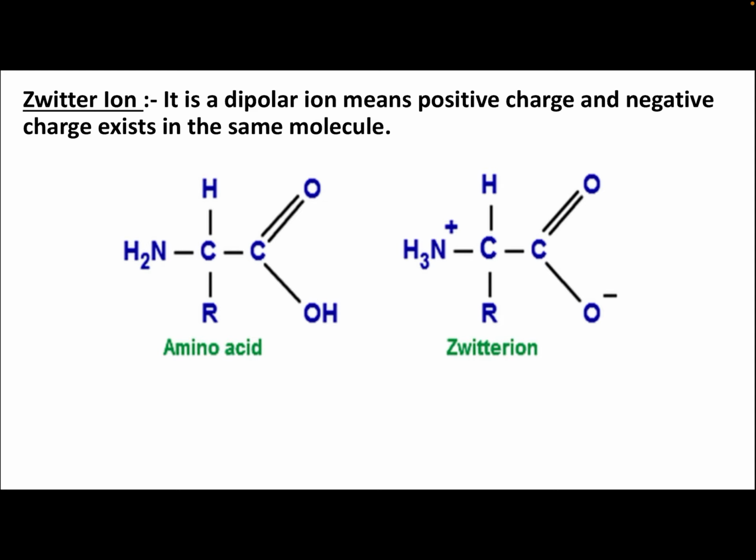Then what is a zwitterion? It is a dipolar ion, meaning a positive charge and a negative charge exist in the same molecule, and it is known as a zwitterion. So take an amino acid. If it is acting as a zwitterion, then it is NH3 plus, CHR, and one hydrogen is removed from the carboxyl group and you get O minus. So an amino acid zwitterion will look in this way. It is dipolar, having positive and negative charges on the same molecule, and is known as a zwitterion.